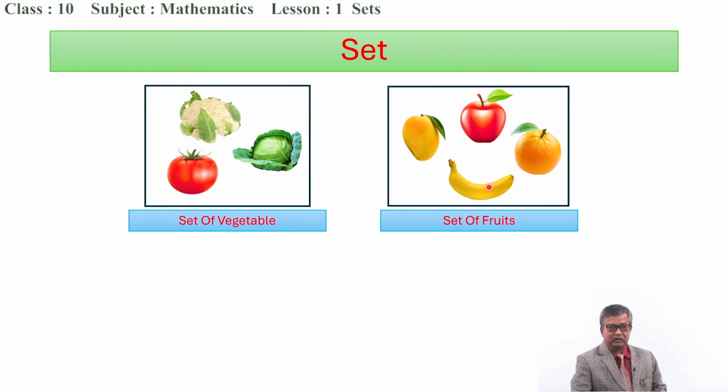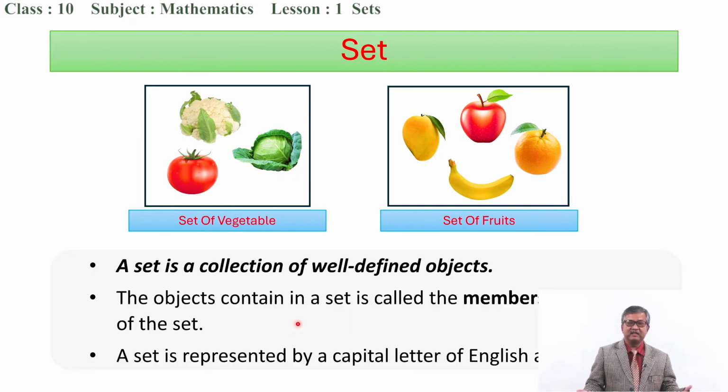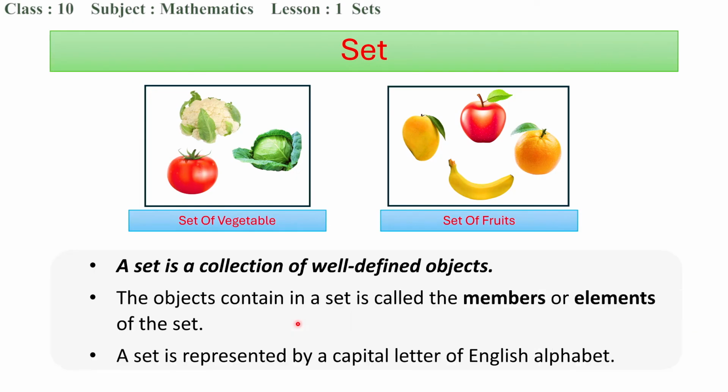So this set of vegetables is well defined, because we can say that this is cauliflower, this is cabbage, and this is tomato. Similarly, the second set of fruits is also well defined, because the name of this fruit is mango, this is apple, this is orange, and this fruit is banana. That's why we can say that a set is a collection of well defined objects.